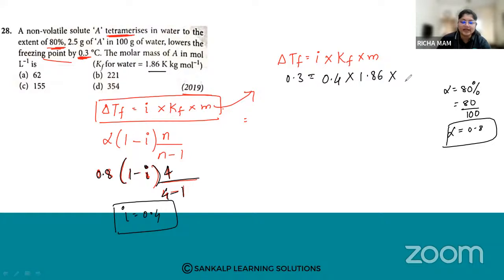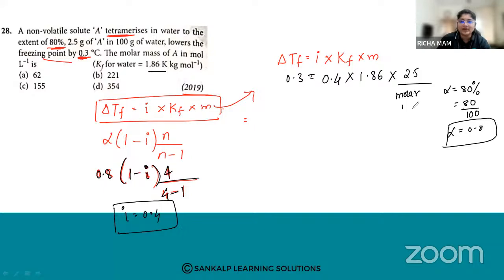And molality is what? Molality means the weight of the solute upon the mass of the solvent in kg. So it is in terms of molality. So what I'm going to do? Given weight is 2.5. Then molar mass.